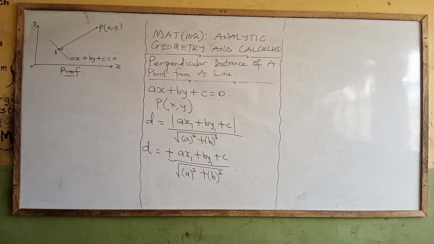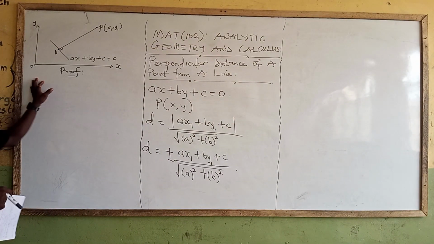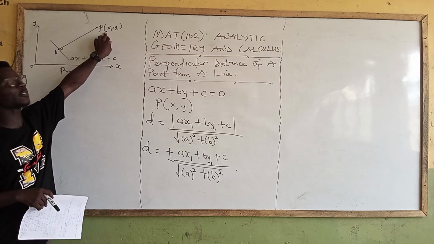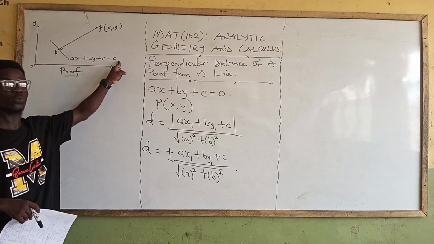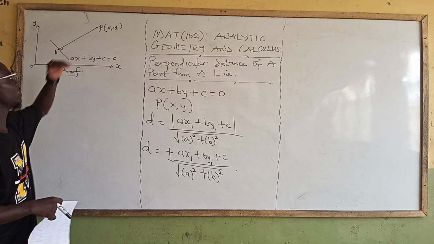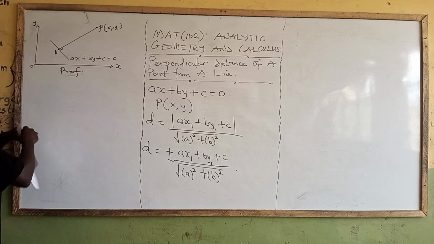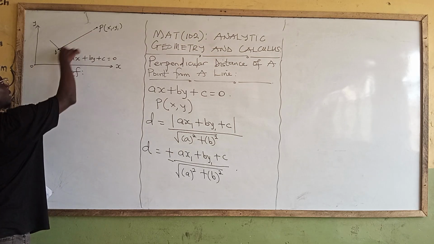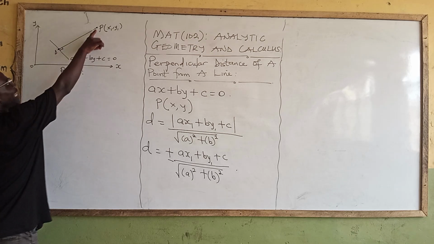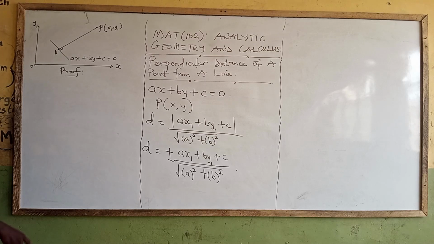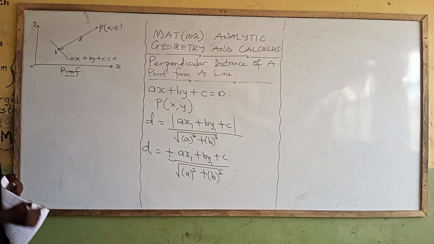So we have the diagram on the board, the Cartesian plane, our OXY plane. We have the point P (x1, y1), then this is our line, ax plus by plus c equals 0. So we assume that our line is in this form. It's a line segment joining this point D and this point P together, right? So how do we calculate the distance D here?